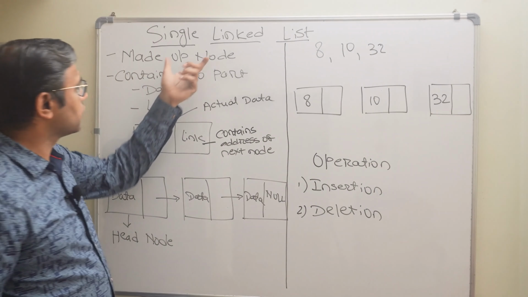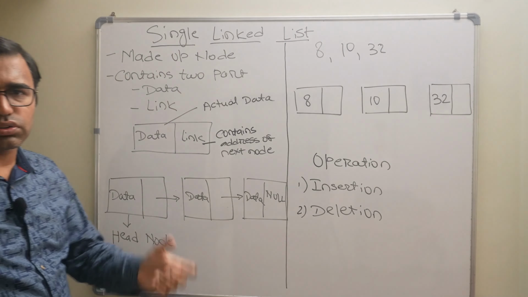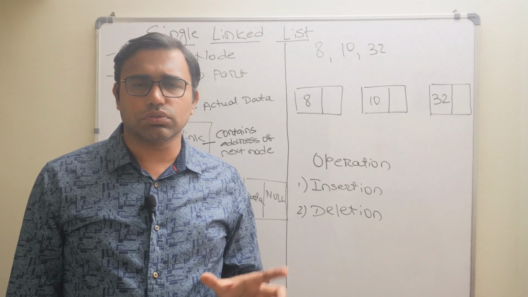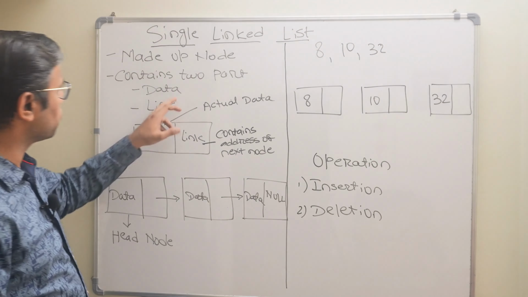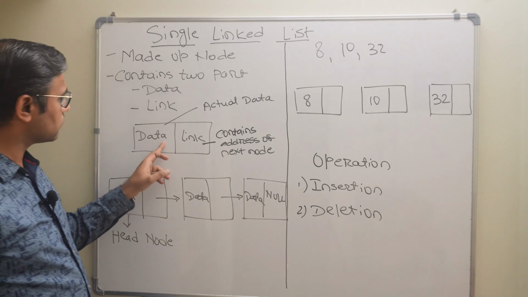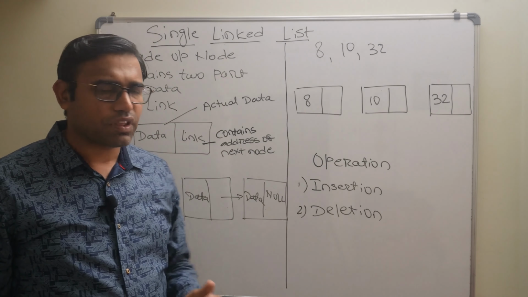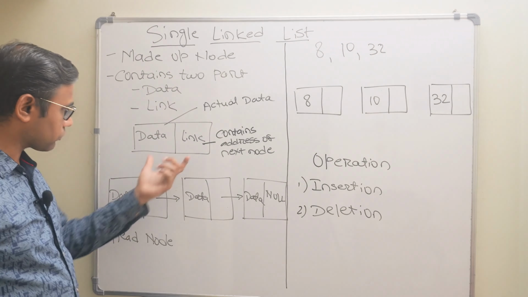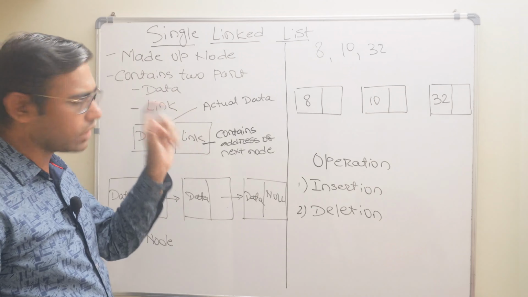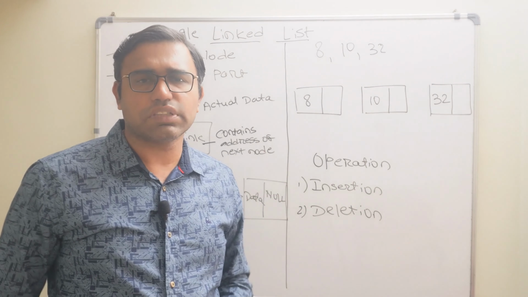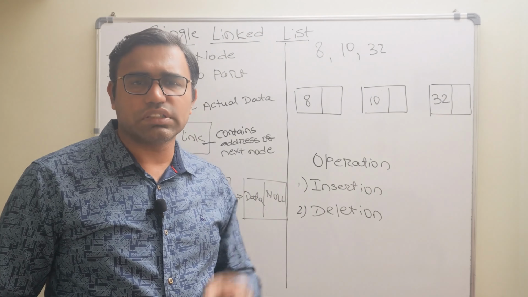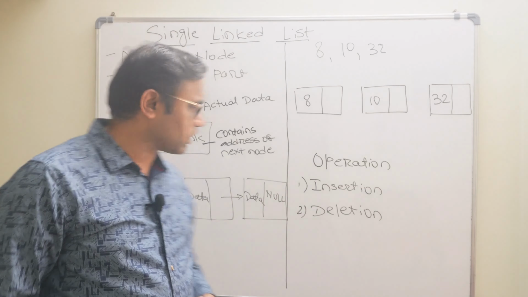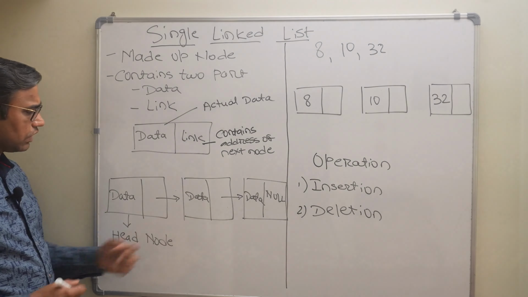So let us see, singly linked list consists of nodes. If you see any type of linked list, you will see there is a node. And what is a node? The node contains two parts: data and link. Data contains the actual data, and link contains the address of the next node. So how to represent the data in the linked list? We have to represent it in the form of node, and node contains data and the next part. The next part is nothing but the address of the next node. So this is how you can represent the singly linked list.